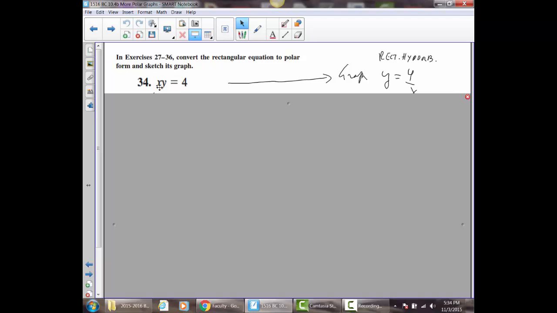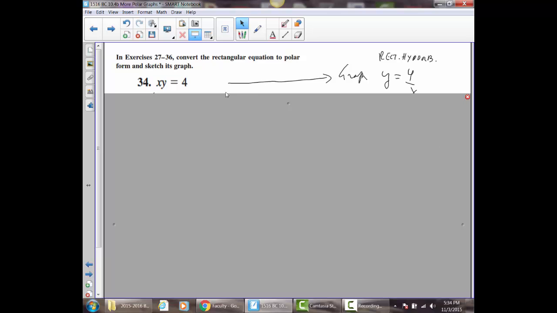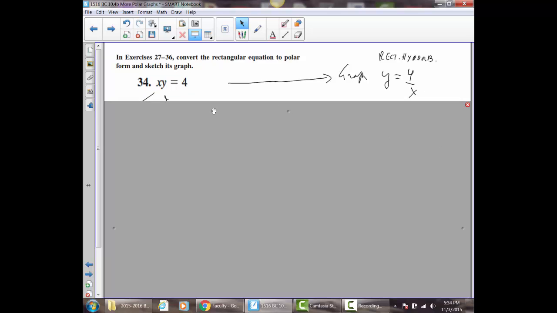It's rectangular because it's in x and y, and they want you to convert it to polar form and then sketch the graph. Honestly, most of these I would sketch the graph while it's in rectangular form because you'll recognize it better. If you isolate y, you get 4 over x. It's just a rectangular hyperbola in the first and third quadrants. But they want it in polar form.